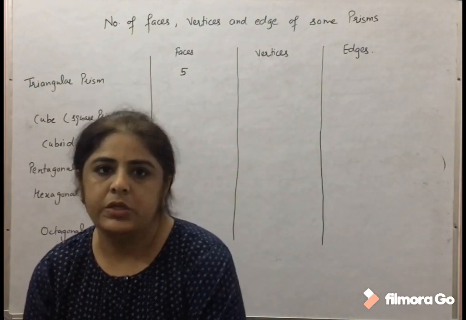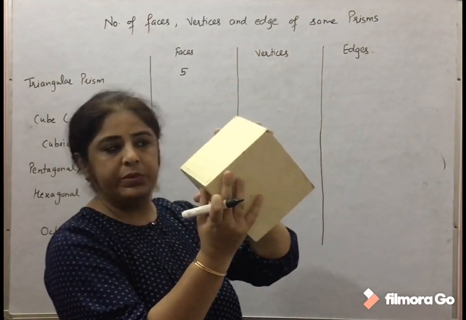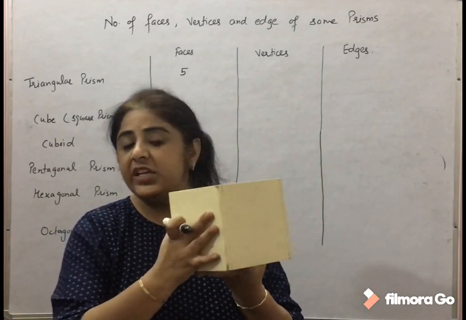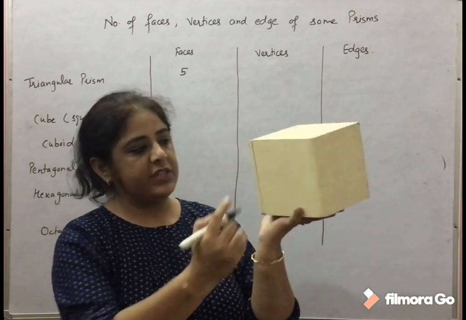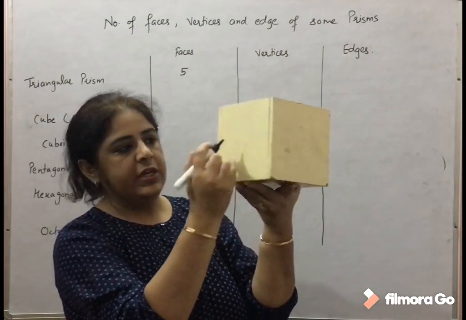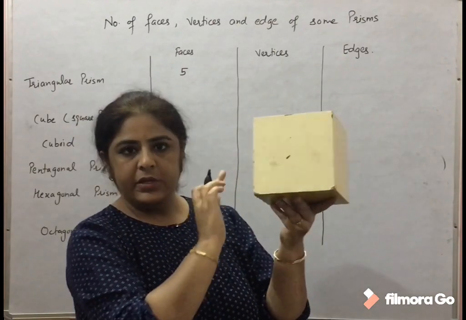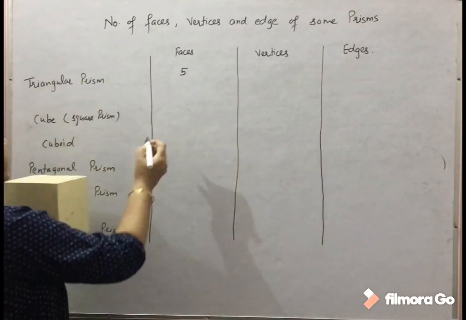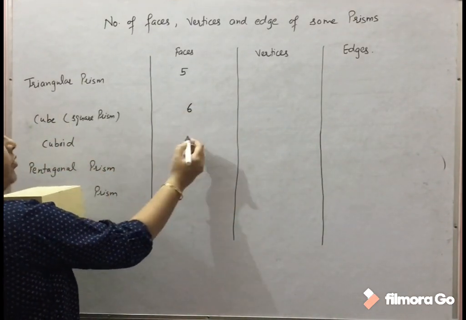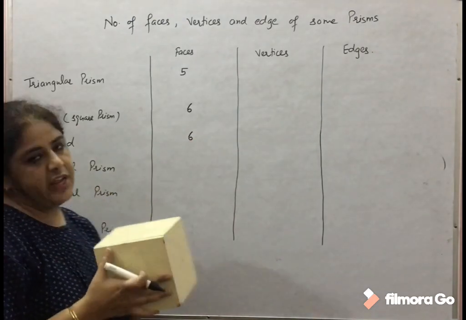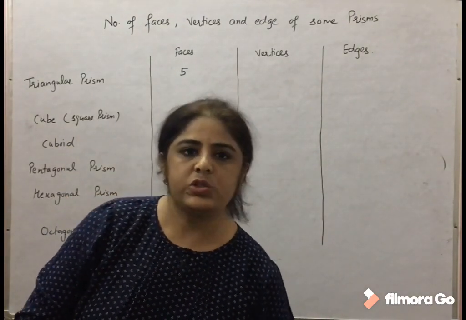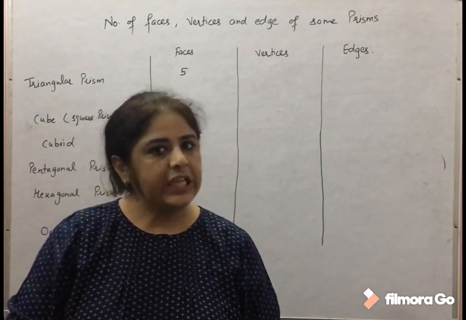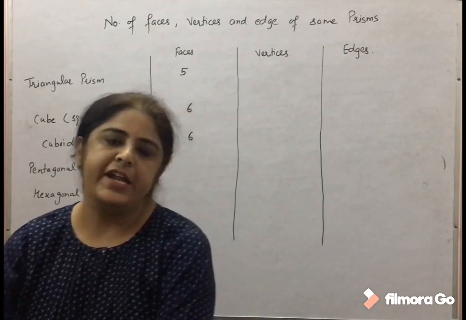Cube. This is a cube. Top is a square, and a square has 4 sides. It means how many side faces should be there? 4. You can see 1, 2, 3, 4. 4 side faces plus top plus base. So how many faces does it have? 6. Same with cuboid, because top is a rectangle and each rectangle also has 4 sides. So cube and cuboid have the same number of faces, vertices and edges.